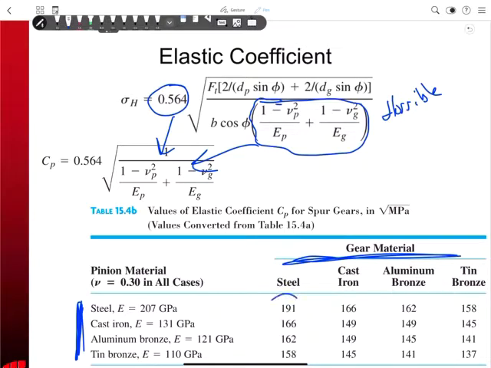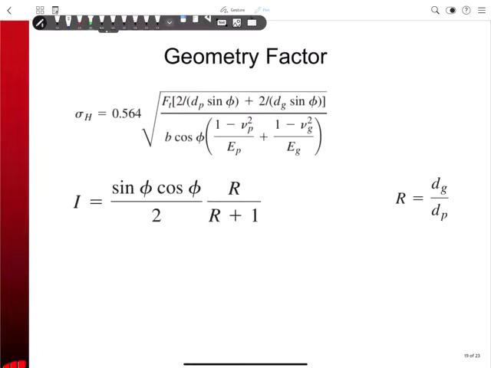So steel on steel, my elastic coefficient works out to be 191, right? And the units here are square root of megapascals. It's 191 square root megapascals, all right? What the heck kind of a unit is that? All right, well, the next thing we're going to do, we're going to look at this geometry factor.